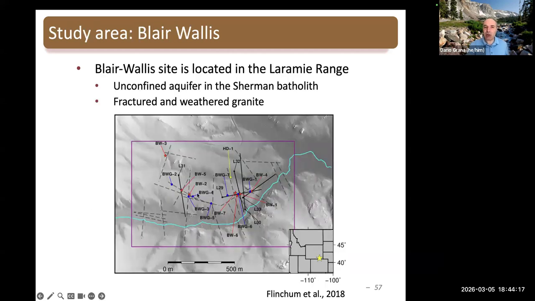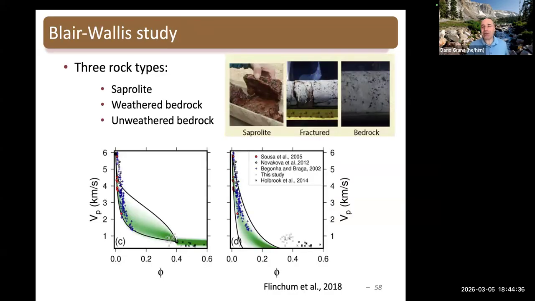We have several 2D section lines of either seismic or electrical data and some lines where we have both data sets. We also have some boreholes drilled by either USGS or University of Wyoming. This is the PhD student of Brady Flinchum, who is now a professor in Australia. So here we have different rock types.